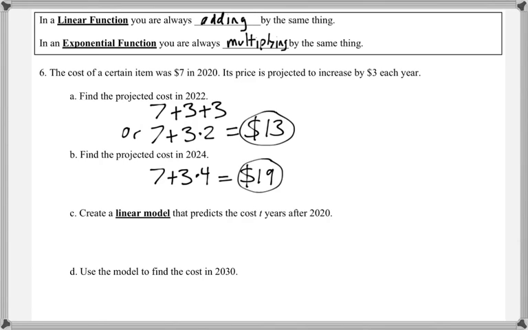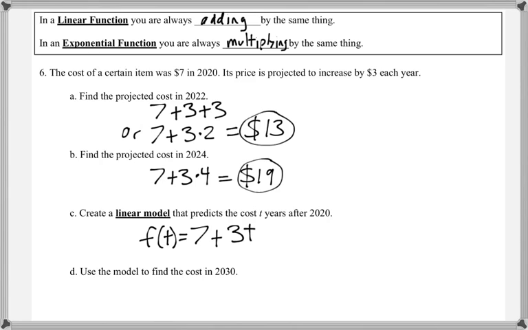So then for part C, it says, create a linear model that predicts the cost t years after 2020. So instead of just 2 years or 4 years, a generic model would be f of t is equal to 7 plus 3 times t. So then I could just plug in the years here for t, like I plugged in the 2 and the 4. And this would get me any year that I would really want.